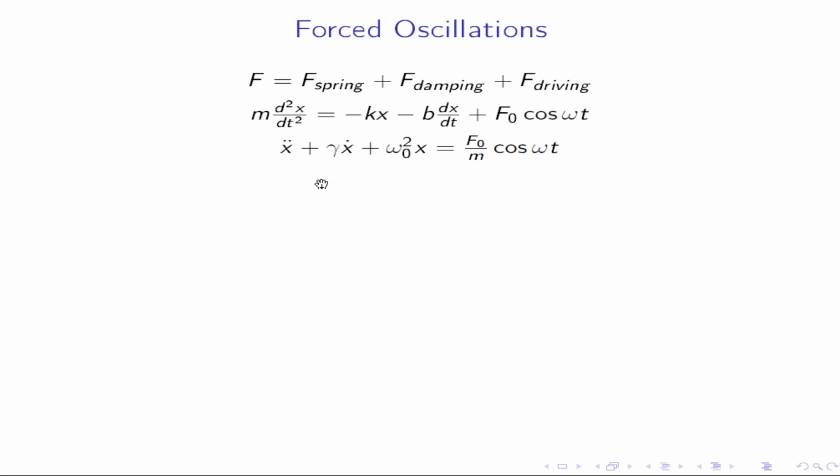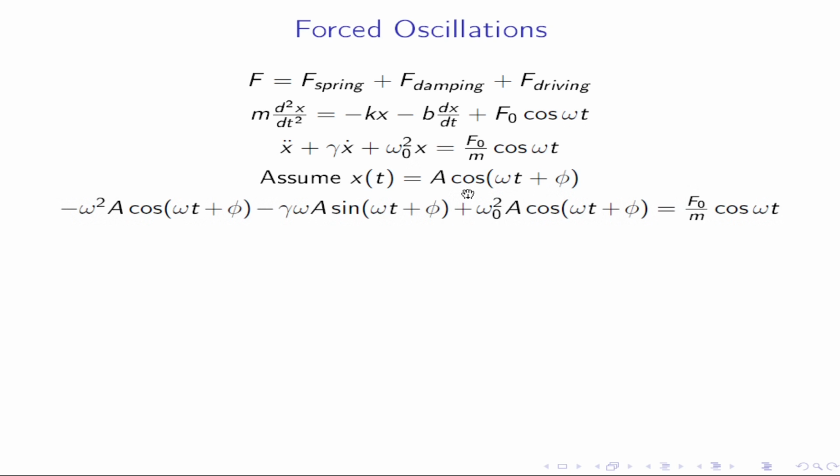That is x double dot plus gamma x dot plus omega 0 square x is equal to f0 by m cos omega t. Assuming x of t is equal to a cos(omega t plus phi) is the solution, where omega is the driving frequency. And substituting x double dot and x dot in this equation, we have minus omega square a cos(omega t plus phi) minus gamma omega a sin(omega t plus phi) plus omega 0 square a cos(omega t plus phi) is equal to f0 by m cos omega t.